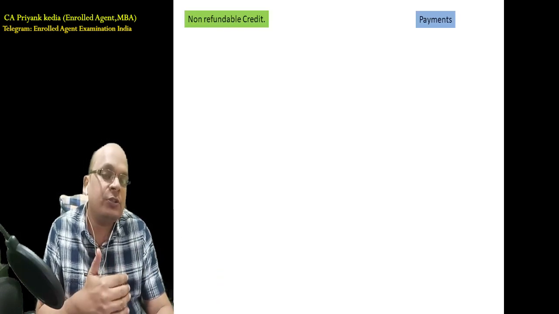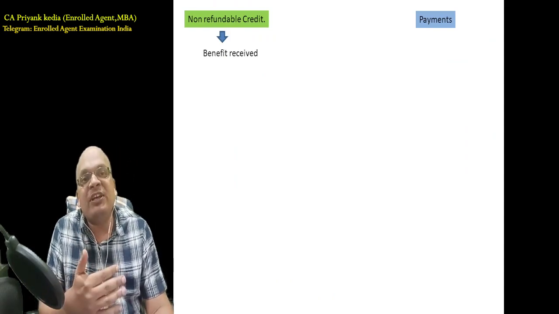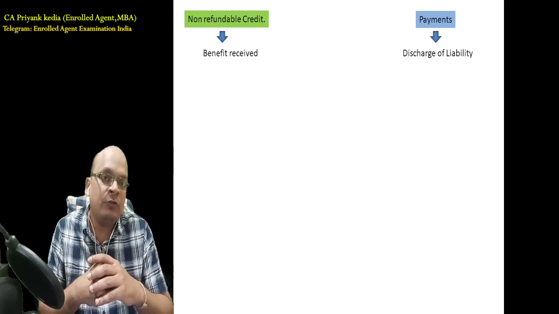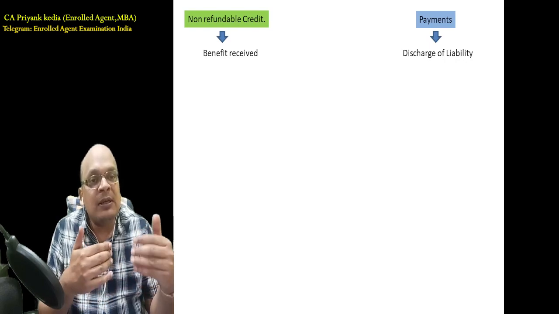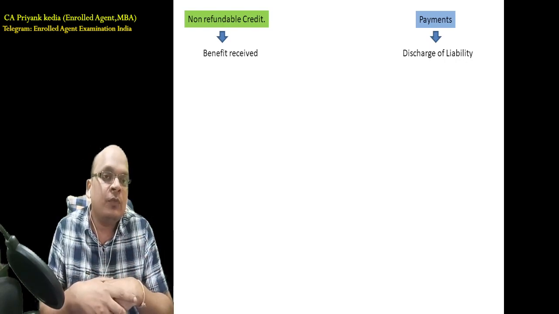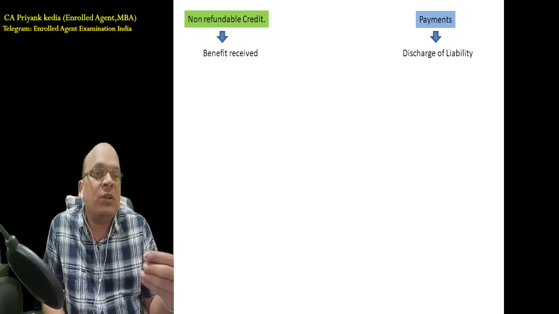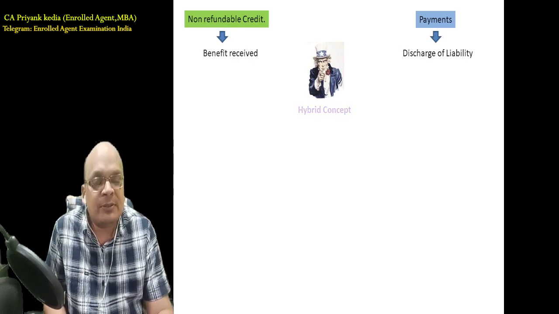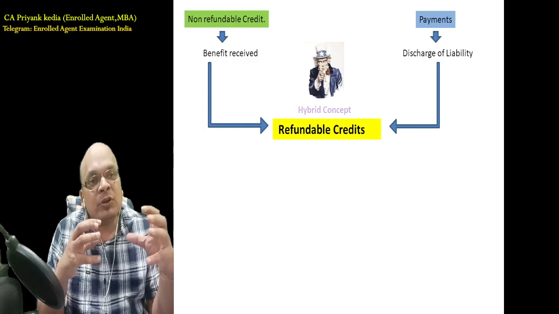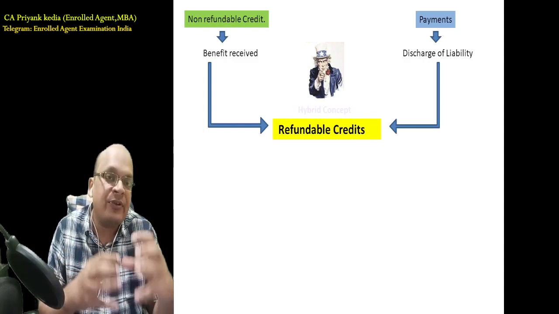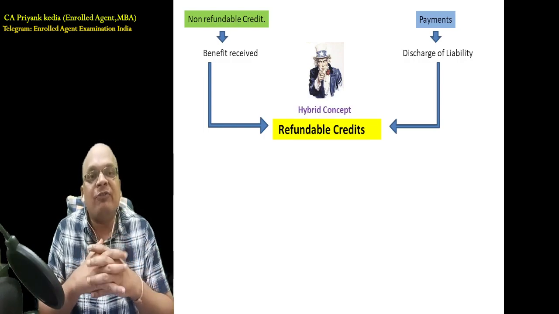What actually happened was that non-refundable credits, definitely a benefit received, had certain restrictions. For example, there was a maximum limit, there was no refund, and a non-refundable credit only arises when you have a gross tax liability. So the government actually wanted to promote certain more activities, and that's why they created a hybrid concept of refundable credits. They kept all the positive aspects of payments and non-refundable credit in refundable credits and removed any drawbacks of non-refundable credit.